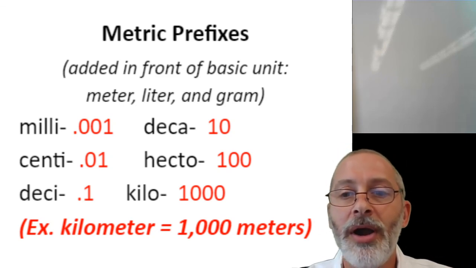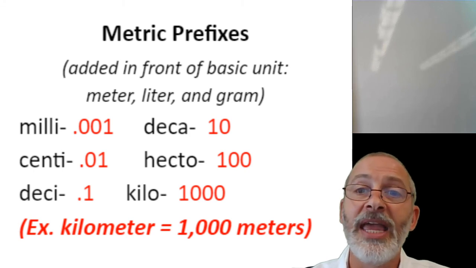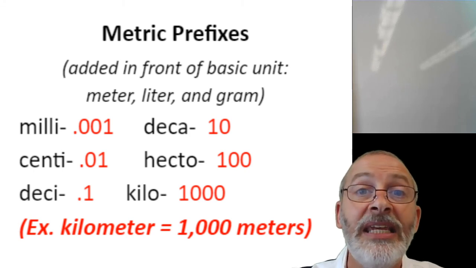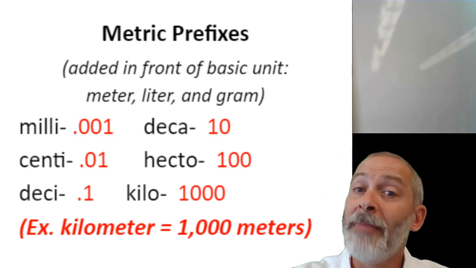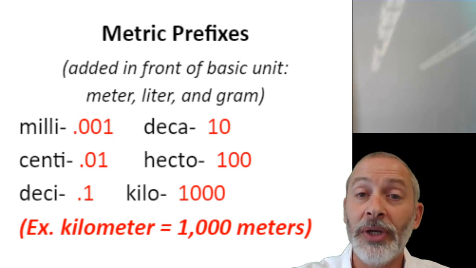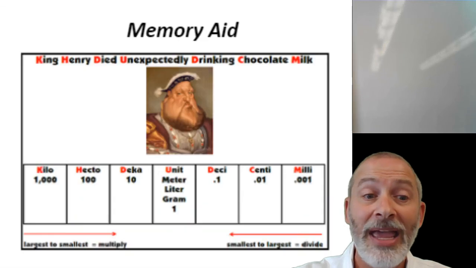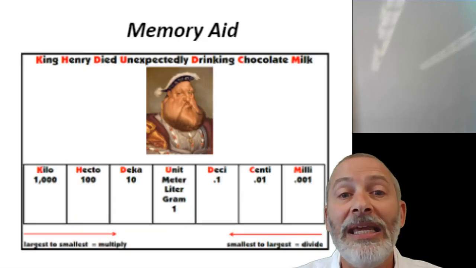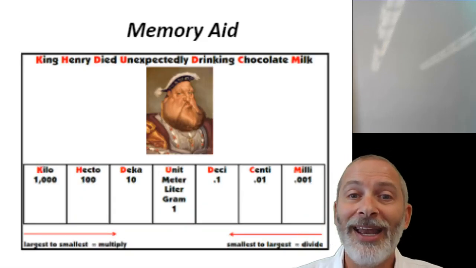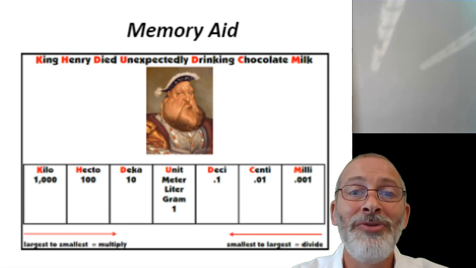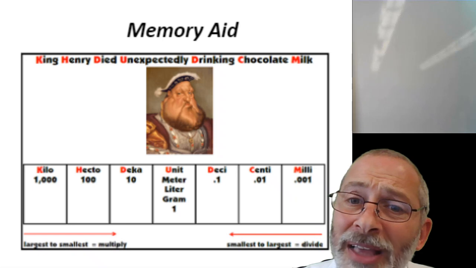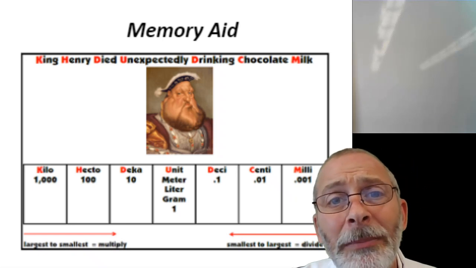So here are the basic units and the basic prefixes in the metric system. It is a good idea to remember these units in the correct order, and here's a little memory aid for you. And I like it because it's got my name in it. And it says, King Henry died unexpectedly drinking chocolate milk.